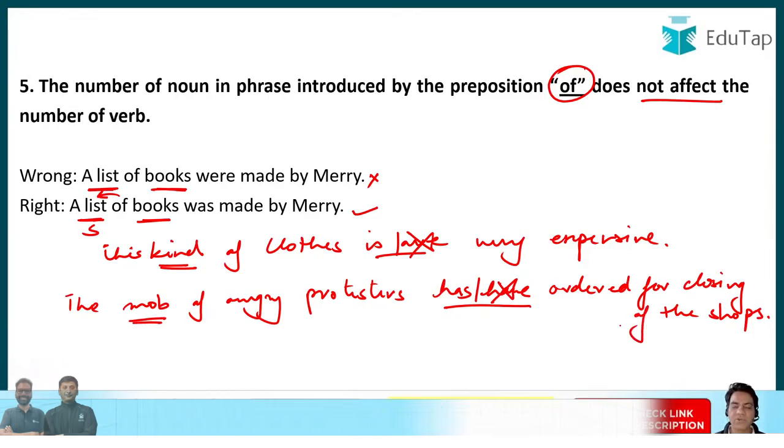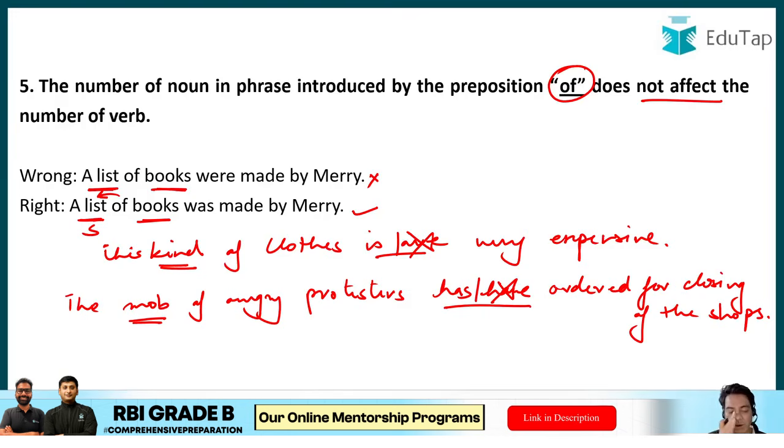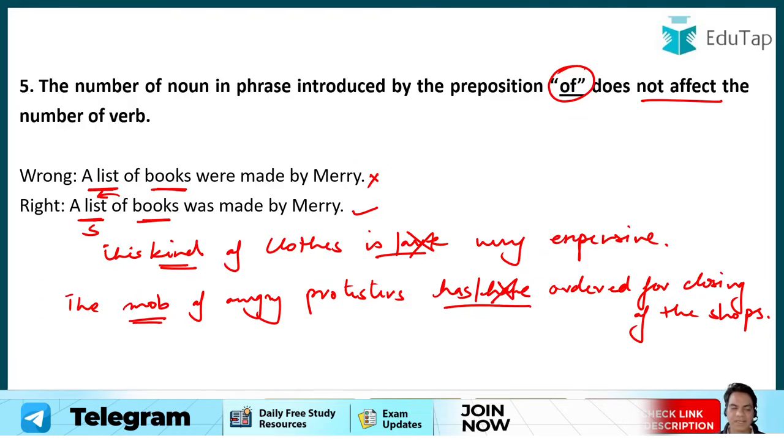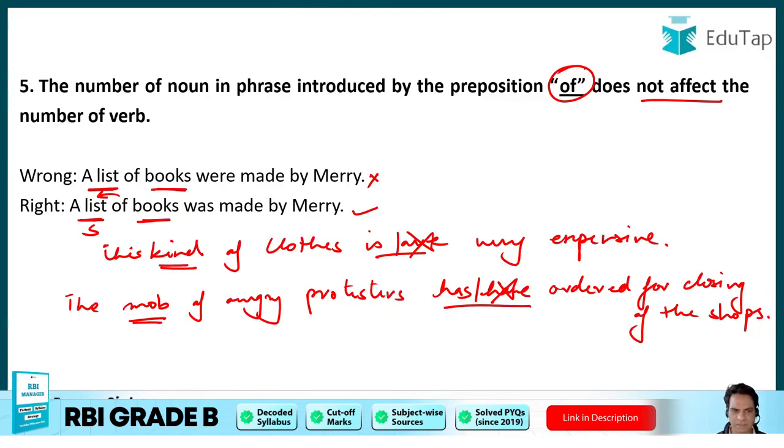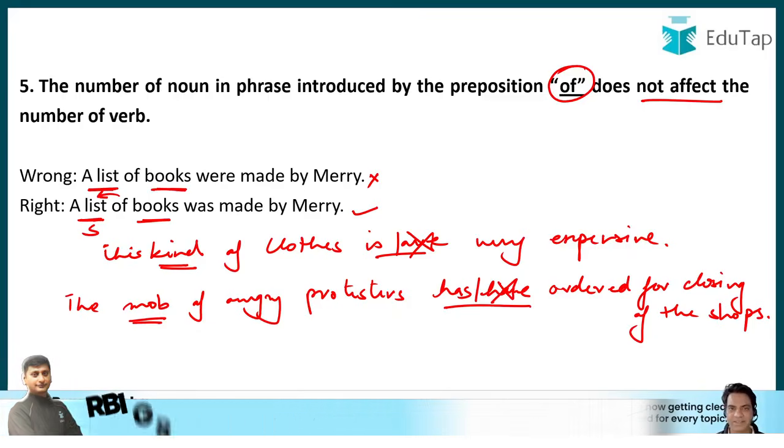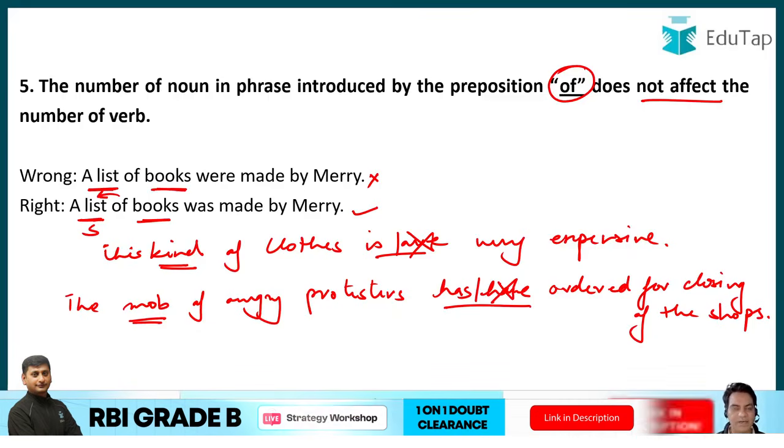So if you find two nouns connected using of, always look at the noun before of. That will be the subject and that will decide the verb. Got it, guys? I think I've already introduced this to you earlier in a previous concept, and you need to focus on the subject. Again, reiterating the same thing: identify the subject, and then decide your verb. Very crucial topic, very crucial rules.